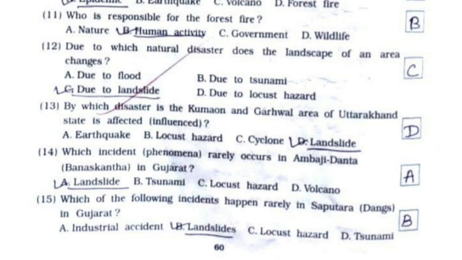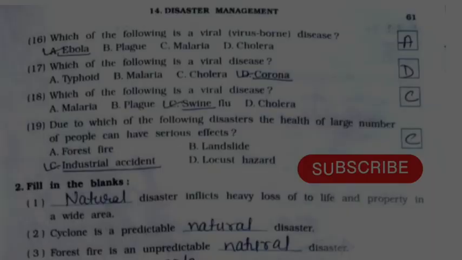13th, by which disaster is the Kumaon and Garhwal area of Uttarakhand state affected? It's option number D, landslide. 14th, which incident rarely occurs in Ambaji Danta, that is Banaskantha in Gujarat? It's option number A, landslide. 15th, which of the following incidents happen rarely in Saputara, that is Dangs in Gujarat? It's option number B, landslides.